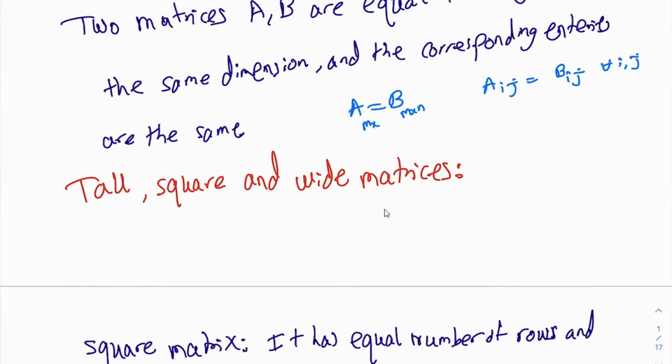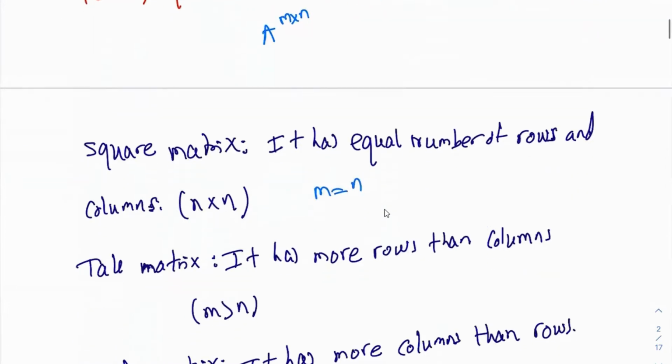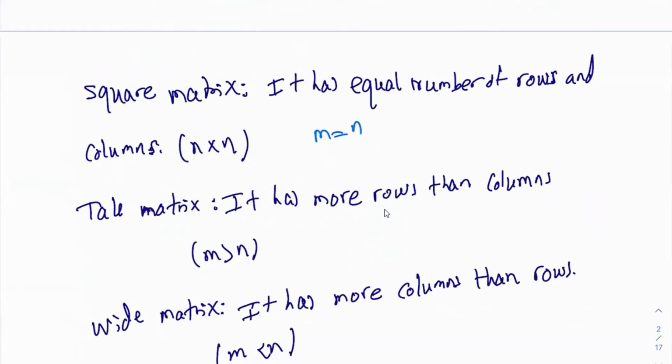Now, another concept we have that is used widely in a system of linear equations, and used widely to define certain concepts for matrices, is the concept of tall, square, and wide matrices. So a square matrix is defined as a matrix that has an equal number of rows and columns. So in general, we define a matrix, let's say matrix A, to be m by n. So when the matrix is square, it means that m is equal to n. Number of rows and number of columns are the same. If the matrix is tall, it means that the number of rows is more than the number of columns.